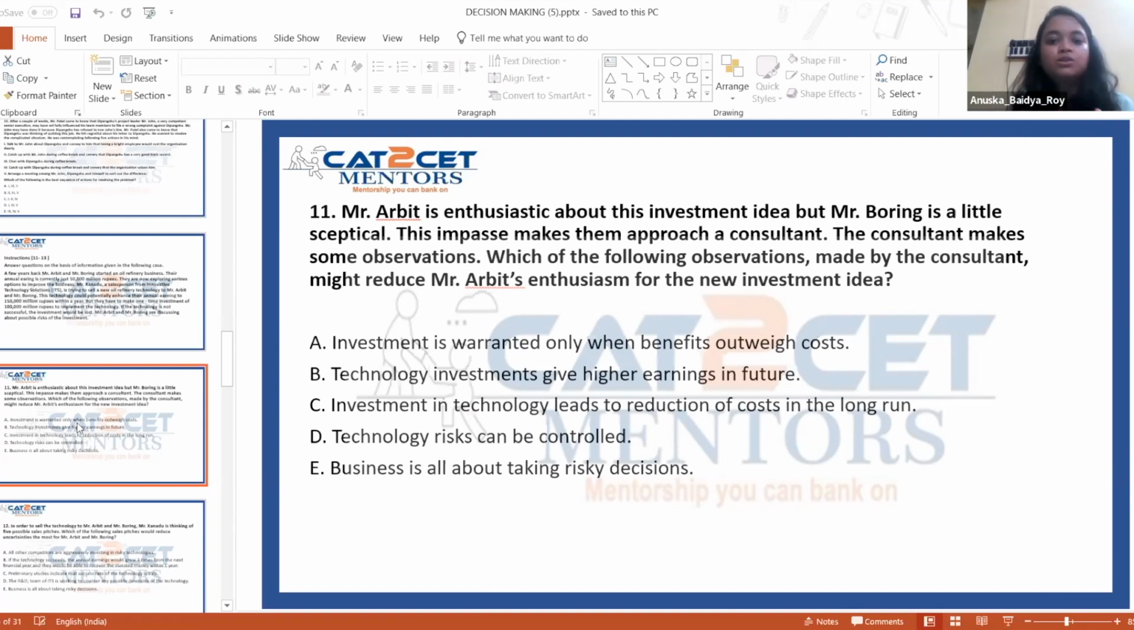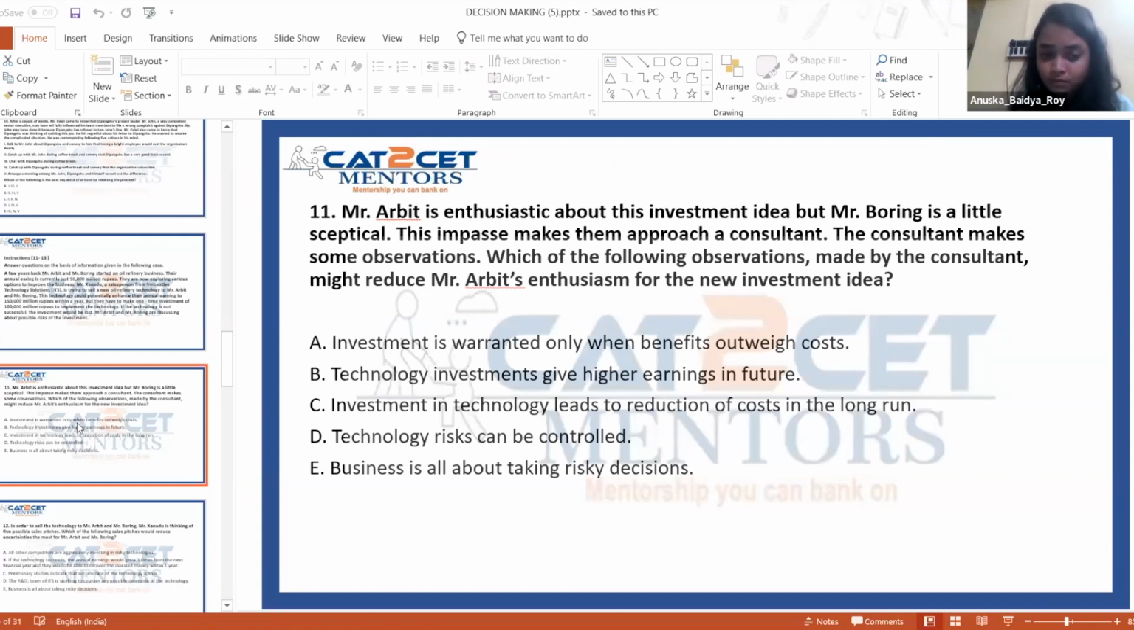Option A, investment is warranted only when benefits outweigh costs. Okay, so I will only invest if my benefits outweigh my cost, which is a fair, outright logical explanation. So we cannot eliminate it. We keep it on hold. B, technology investments give higher earnings in future. So if technology investments give higher earnings in future, I should be investing, right? A's enthusiasm is not negated here. It's supported. B supports A.